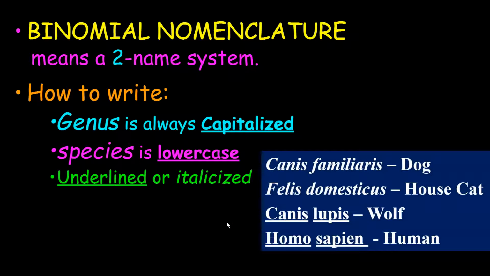So if we look here, here's some examples. So we have Canis familiaris, which is a dog. Canis is the genus, and it's capital. And this one is the species, so it's lowercase. Now notice with the wolf, I have Canis lupus, right? They're in the same genus as the dog, but they are in a different species, as you can see. In this case, they're underlined, and up here it's italicized. So you can see how that varies.